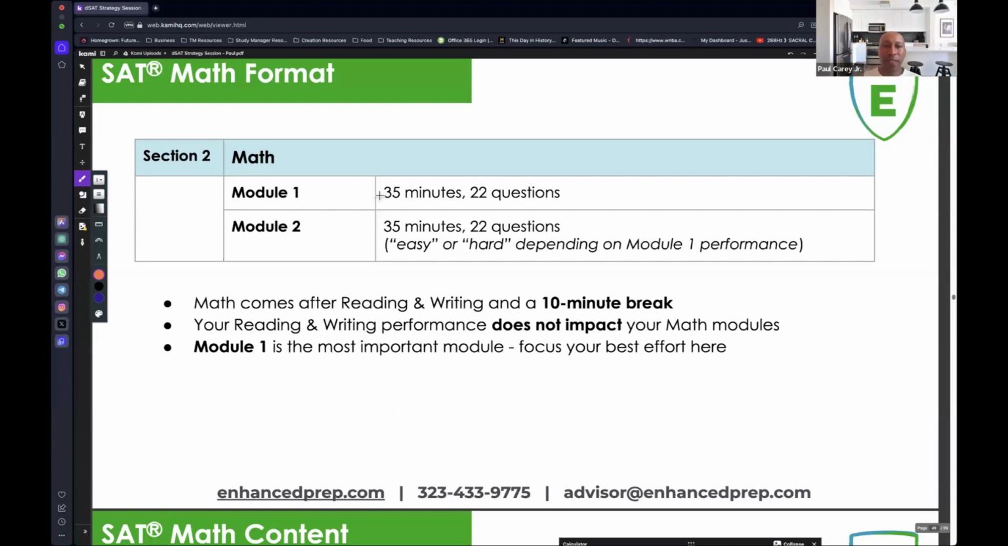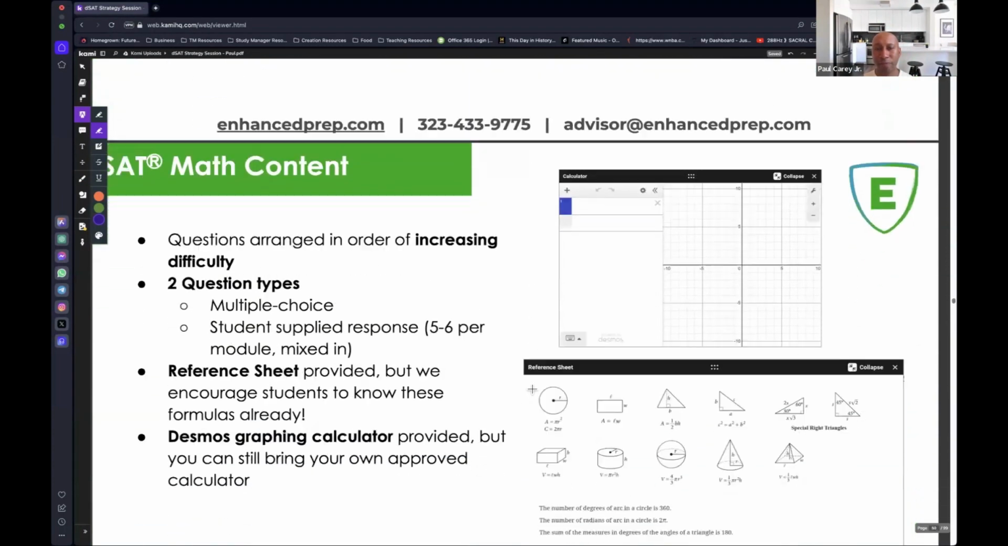So for the math, we said that there's going to be 35 questions for 22 minutes, right? We have that easy portion as well as that hard portion. And we want to make sure that we're really doing well on the first portion so that we can get to the hard second portion, okay? Math comes right after the reading, and there's a 10-minute break in between those two. Your reading and writing performance does not impact your math modules. Math module 1 is going to be that most important one, right? So you want to focus and give your best effort there.